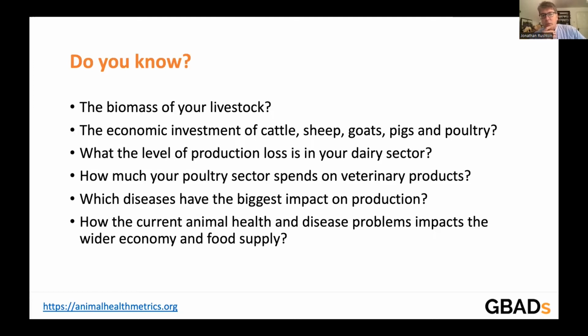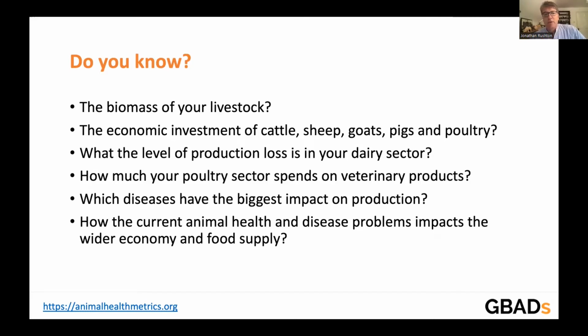And the final thing, which I think is a real gap in terms of animal health in general, is what's the biggest impact of the diseases on production, and how does that then translate into the wider economy and food supply? Now, those questions are quite daunting.